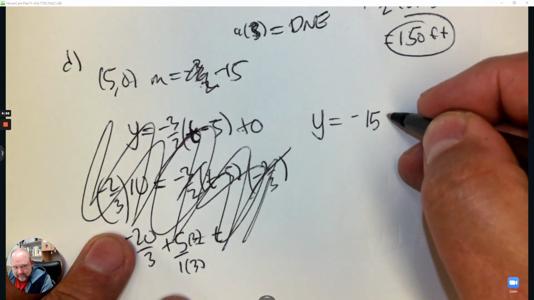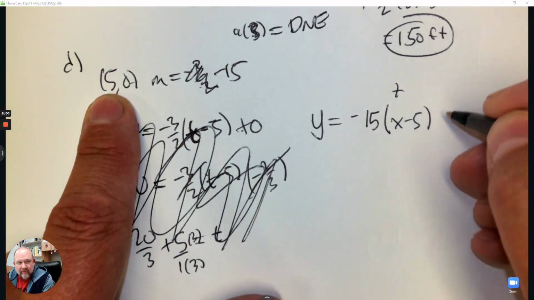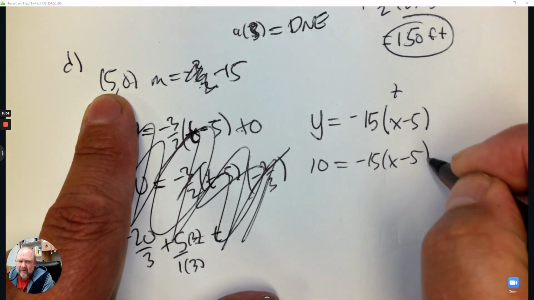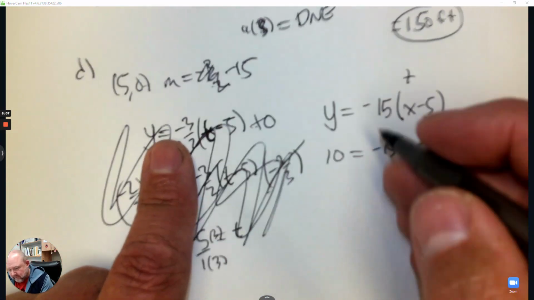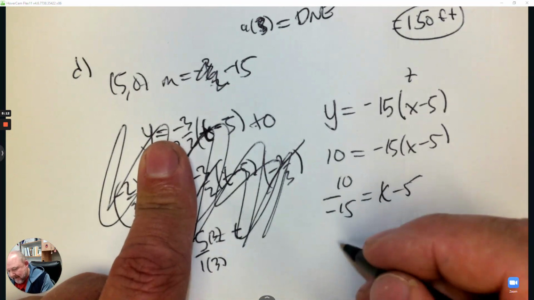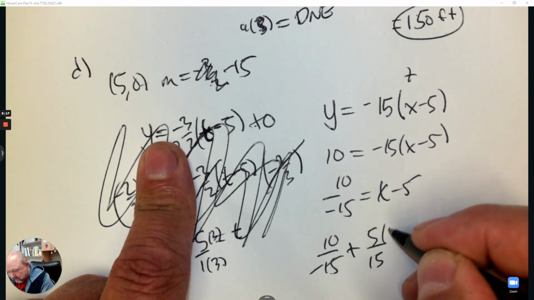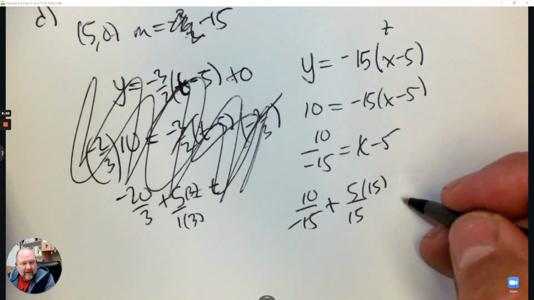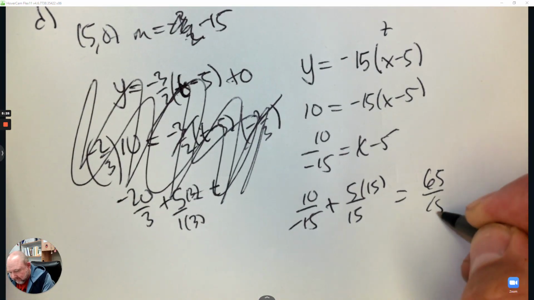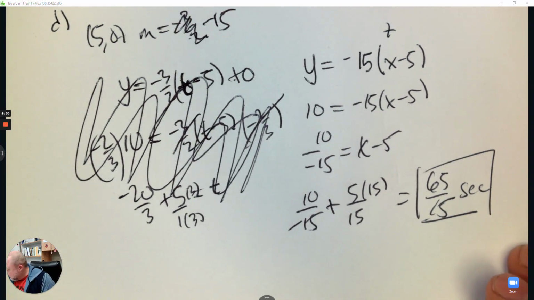negative 15. And the point again is that one was right. Again, you could use t if you want. And then make it equal to 10, and then solve it. That's going to be much better. So divide by negative 15, and then add 5. Now it's going to be a positive answer. I didn't like that it wasn't positive before. And again, if you solve this, common denominator, 75, that's 65 over 15. At that time, it's 10.